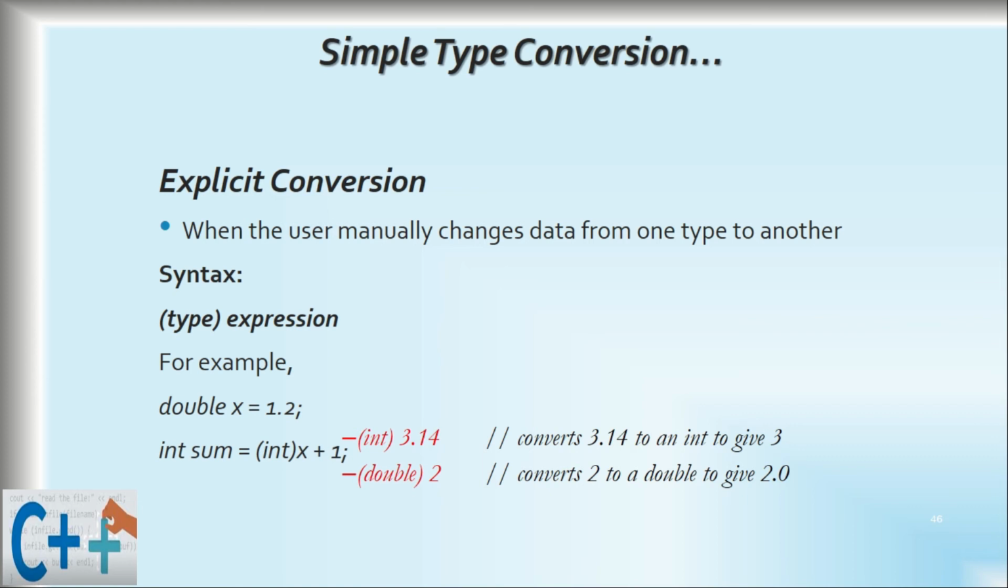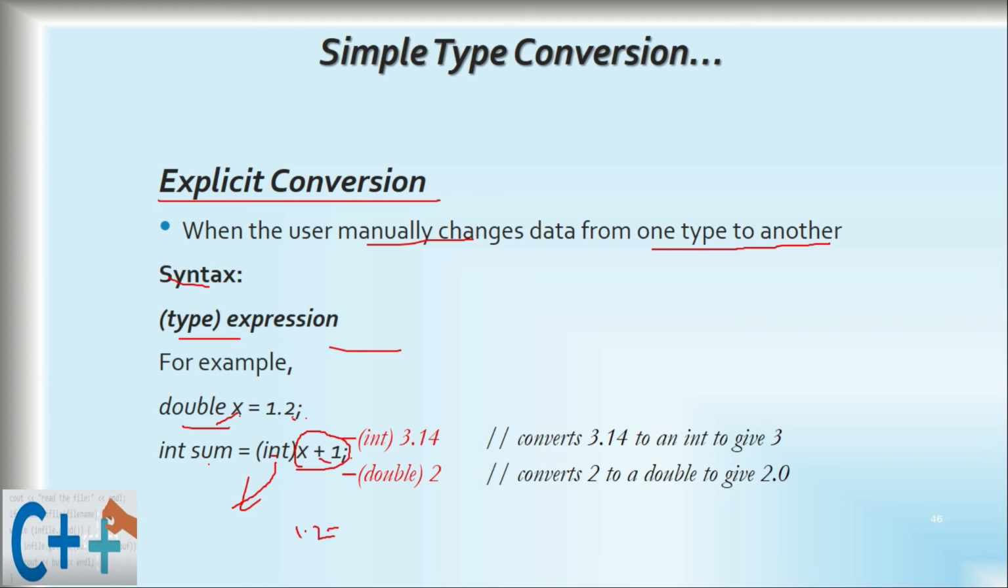Good. The second one is explicit conversion, or casting. When the user manually changes the data from one data type to another, the syntax is type expression. For example, double x is equal to 1.5. Int sum is equal to int of x plus 1, meaning the result of this expression is cast to an integer value.